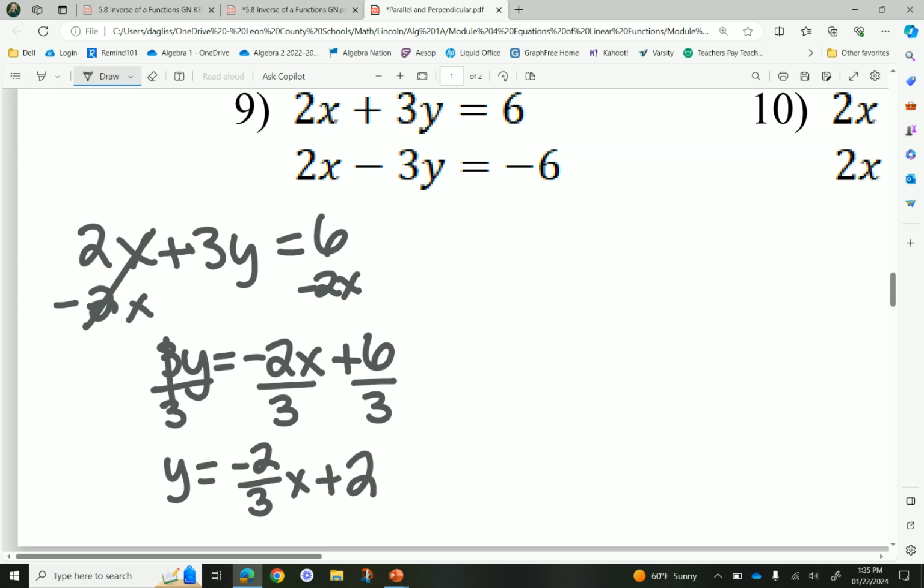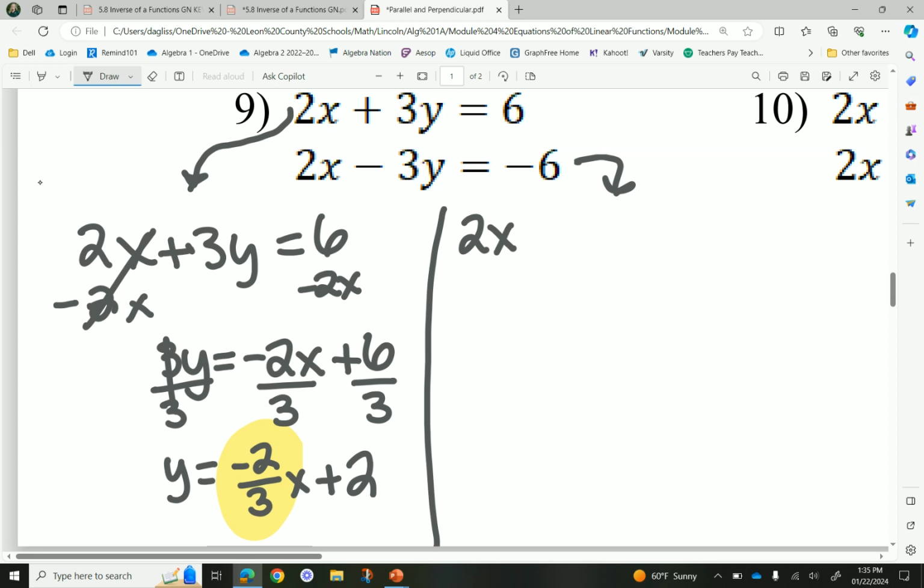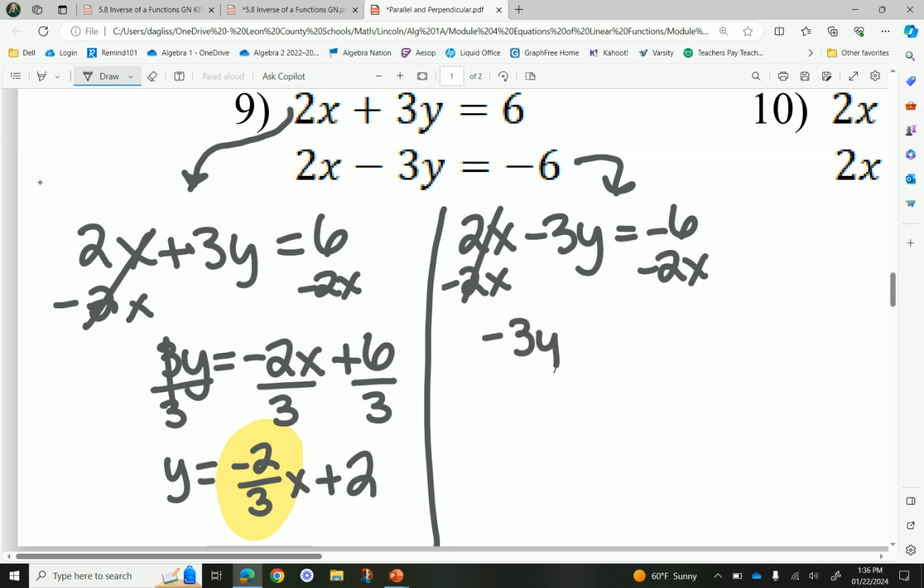Okay. So now that we're equal to y, what is the slope? Negative 2 over 3. Good. Alright, so now let's compare that. So that was this equation. Now let's do it for the second equation. Okay? 2x minus 3y equals negative 6. I gotta move the x over. My x is 2x. How are we gonna move it? Subtract 2x to the other side. Okay. So I have negative 3y equals negative 2x minus 6.